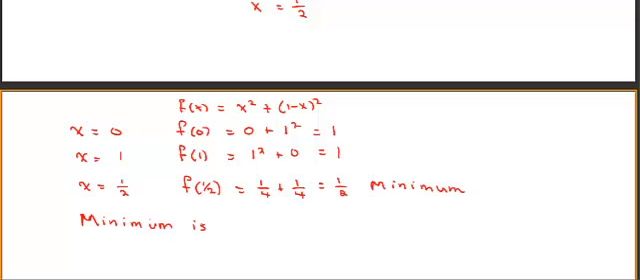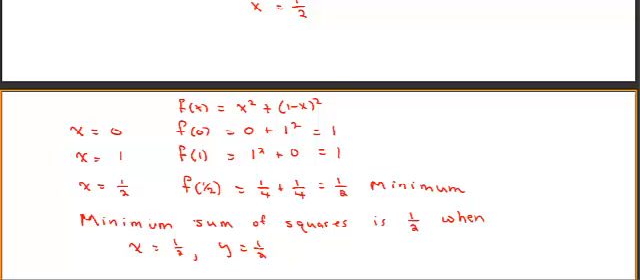The minimum sum of squares is 1/2 when, and I'll give the two numbers, x is equal to 1/2. And remember y, when we added y to x, we got 1, and y is equal to 1/2.